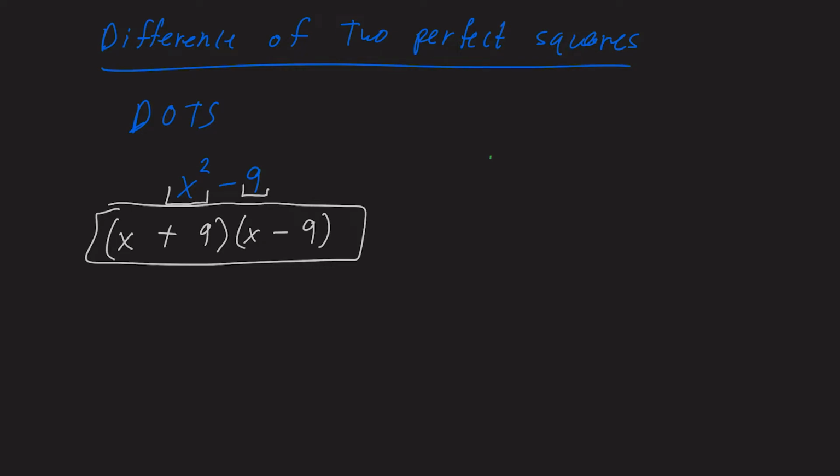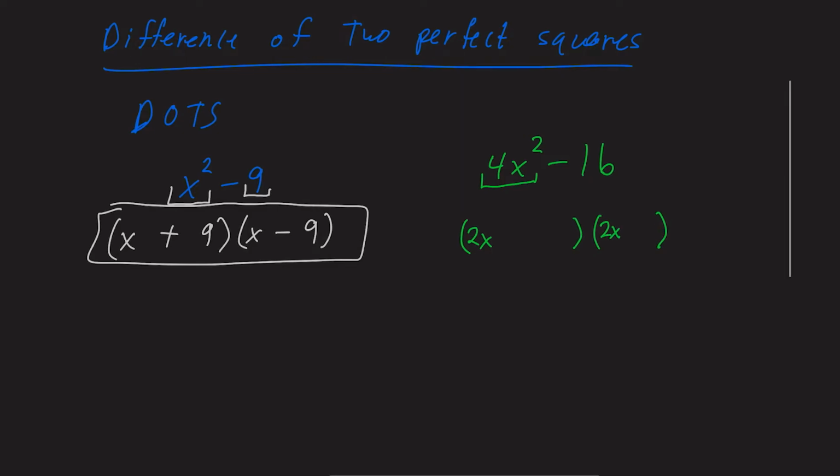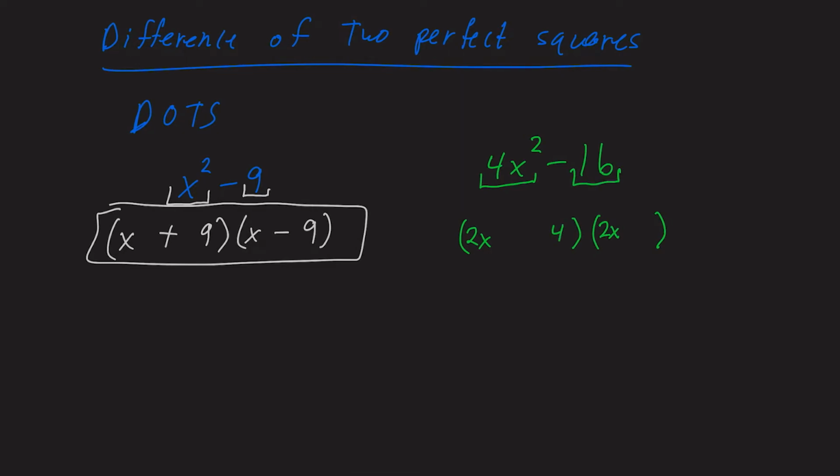Now, let's do another example. Let's try to use the dots method on 4x squared minus 16. What is the square root in this case? It's going to be 2x. So we're going to put 2x on both sides of our sets of parentheses. What is the square root of 16? It's going to be 4. We're going to put 4 on both parentheses. We give one a plus, we give one a minus, and we're done. This is going to be our final answer of factoring this polynomial.